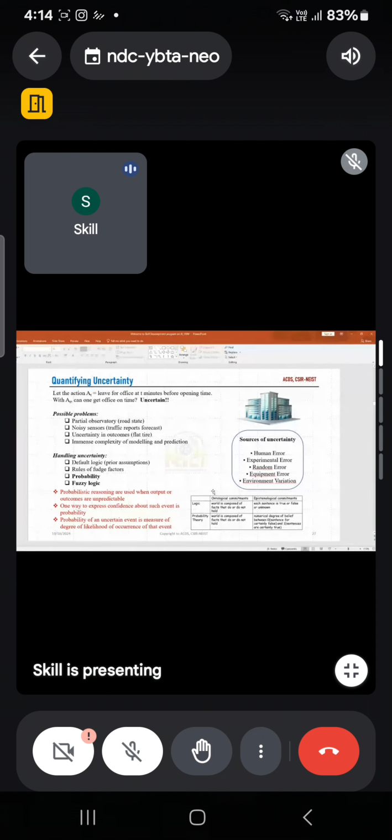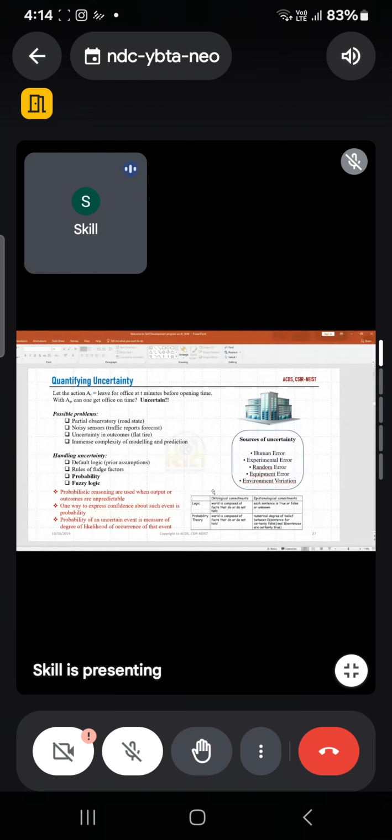Second one is noisy sensors, traffic reports, forecast. The sensors can be physical or digital and often introduce noise into the data they collect. So the traffic report or forecast may be inaccurate or delayed, as they depend on the data collected from the sensors.